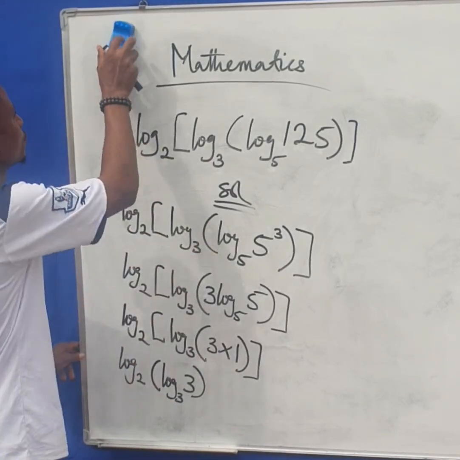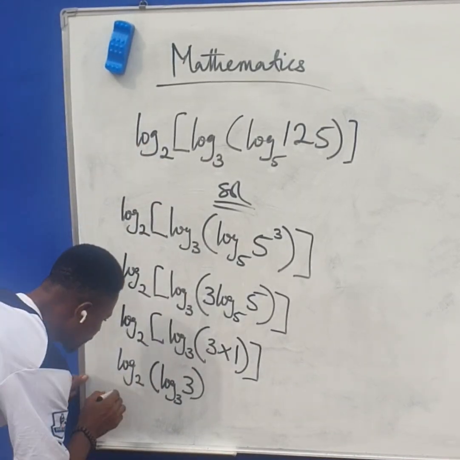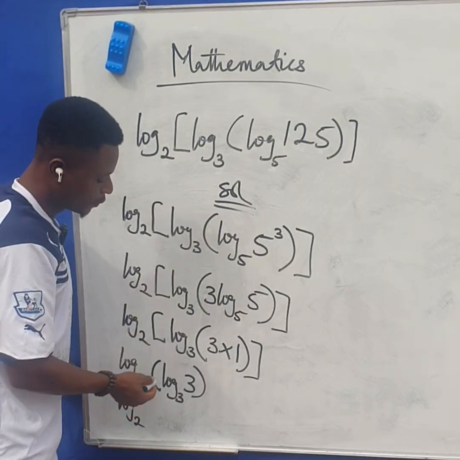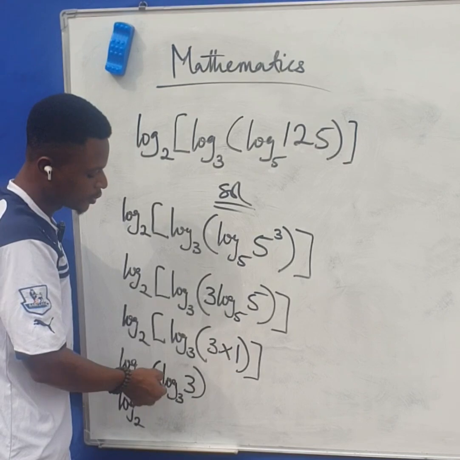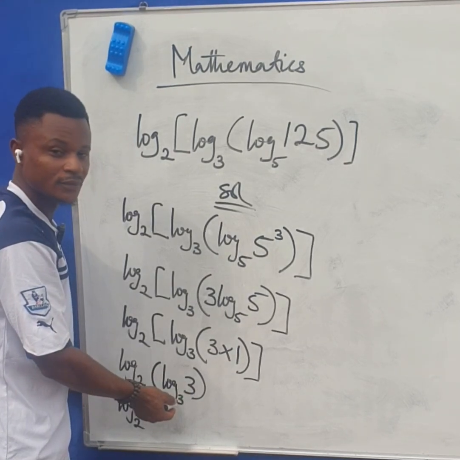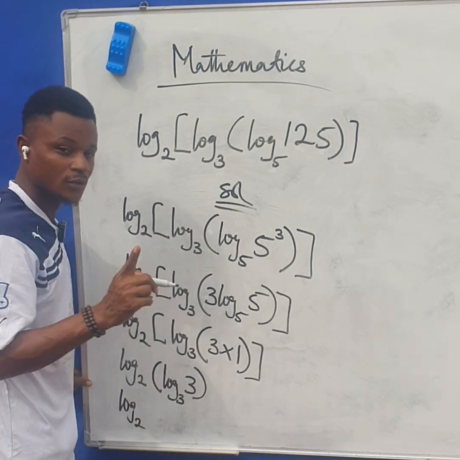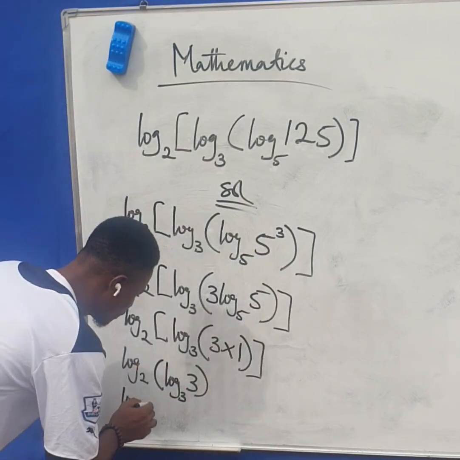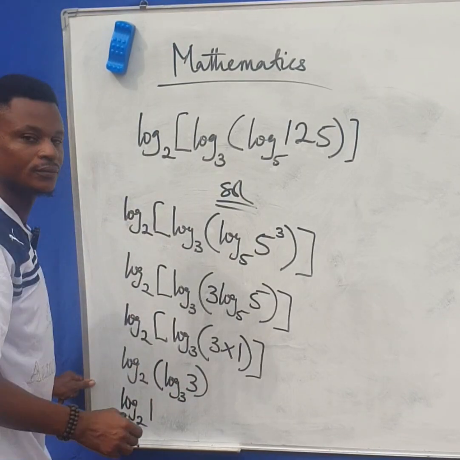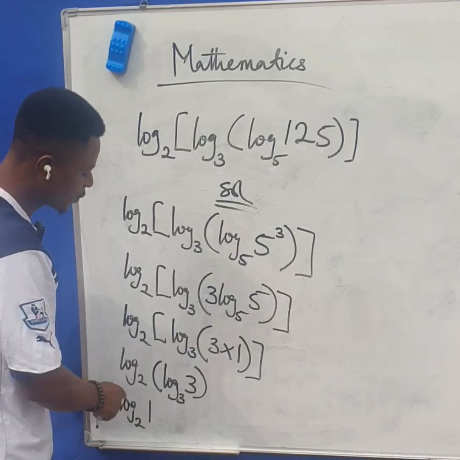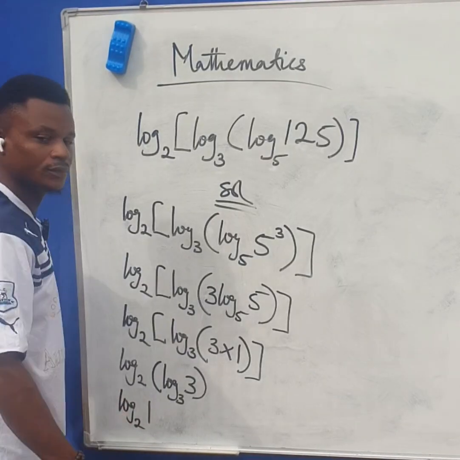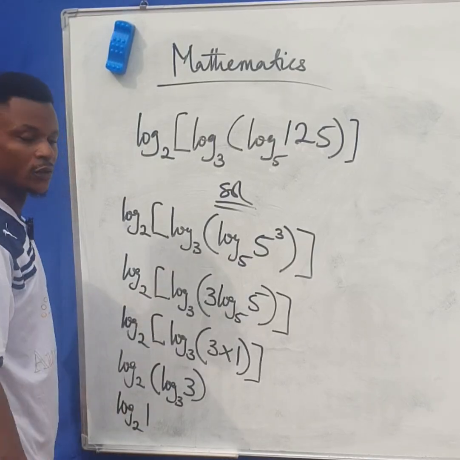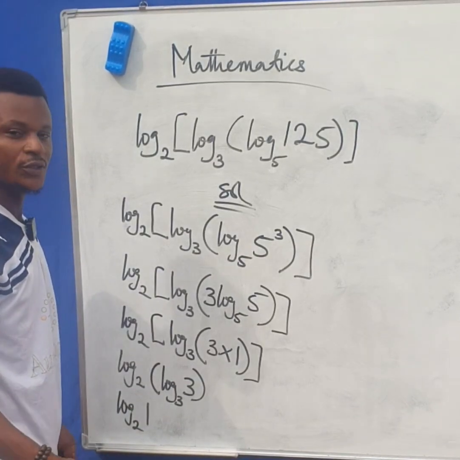Let's continue from where we stopped. So we are going to have log base 2 of, now if you look at this, you can see that in this logarithm, the number and the base are the same. That will give us what? 1, right? So that means we are going to replace this with 1. And that will give us 1 here. So now we have log 1 in base 2. So how do we now simplify this further? It's very easy. Let's continue.